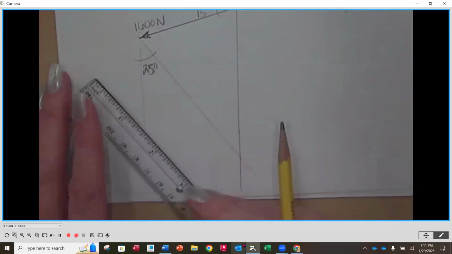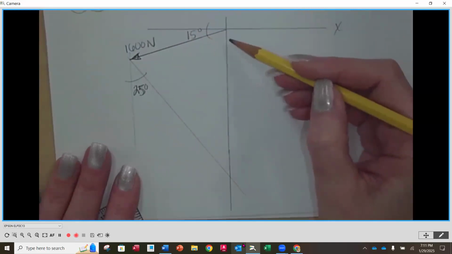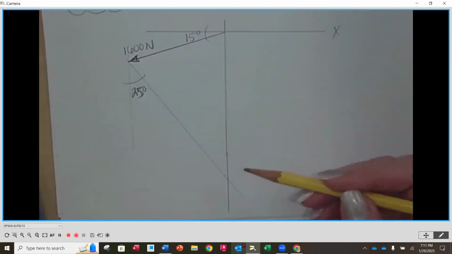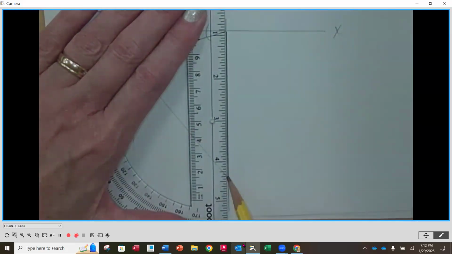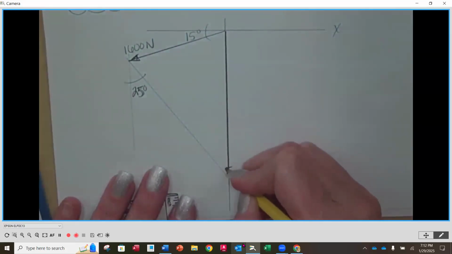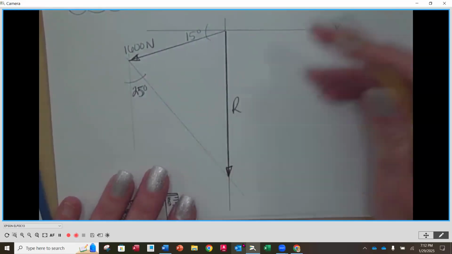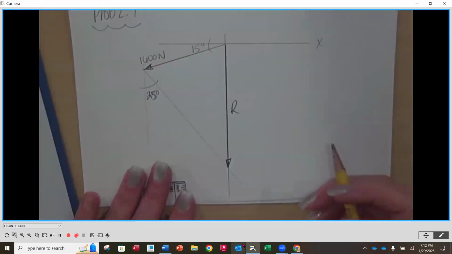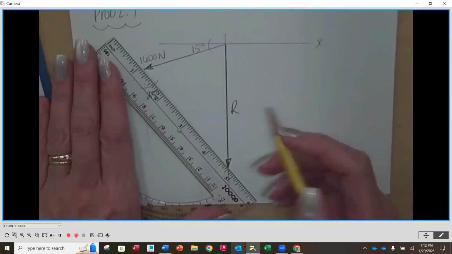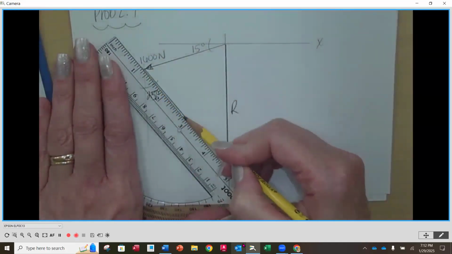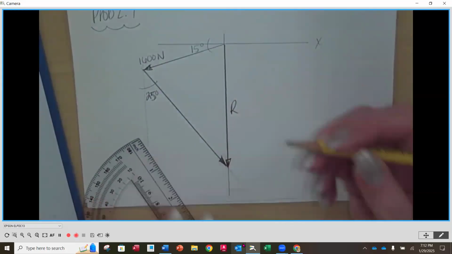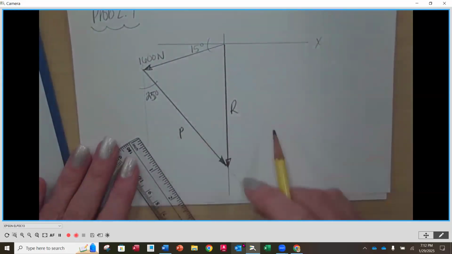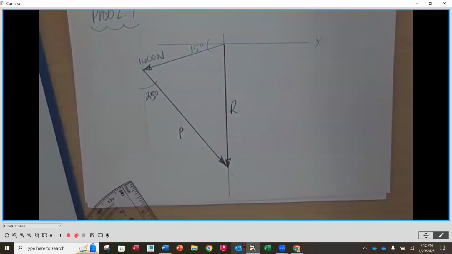So now my P, because this is my vertical, remember from here going down is going to be my resultant. My resultant needs to be going down, and it is going to point at the intersection right there. So that's going to be my resultant. And then P, its tail is going to start at the end of the 1600 newtons, and its tip is going to go to that intersection.